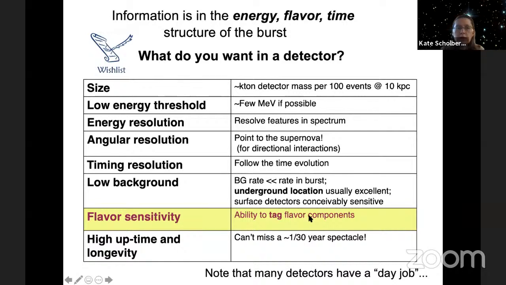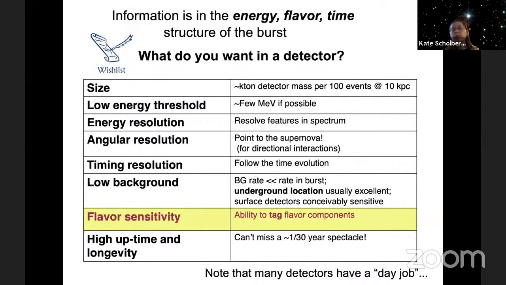I put this one in yellow since it's so important for the physics. If possible, you want to be able to tell what the flavor of the neutrino was that came in. And that's a hard thing to do experimentally because of the physics of the interactions. So you want to be able to tag the flavor components.